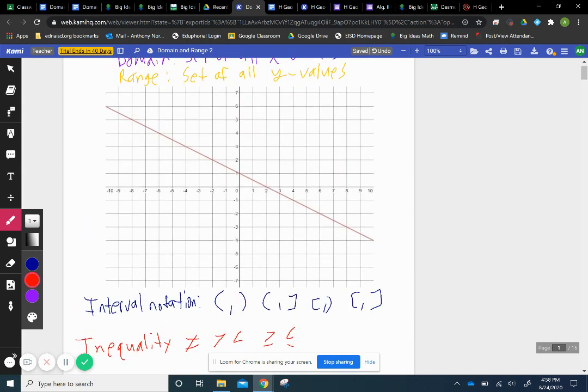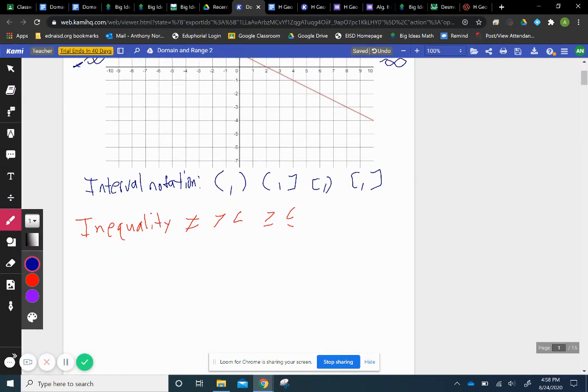So we're going to look at our domain. We look at our function as it goes across the number line on the x-axis. As we look to the left, it keeps going and going, and nothing stops it. So in interval notation, this goes to negative infinity. If we look to the right, it keeps going, so it goes to positive infinity.